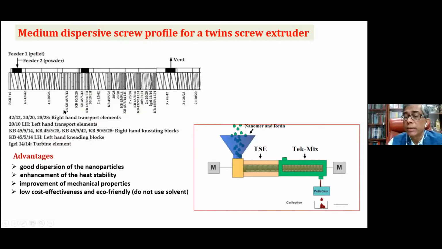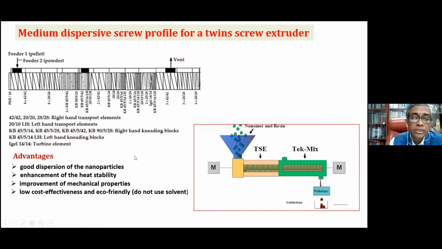One of the Japanese companies developed what is called a Techmix based on all these principles. They add an additional shearing element to the twin screw extruder. Nanomer is one of the nanofillers, a nanoclay additive. It is used with a resin, which is a polymer. We feed it in, and the regular mixing happens in the twin screw extruder section. Then they have a special section which can mix these nanofillers, and this is pelletized to get nanofiller-based master batches. What is the advantage? We get a very good dispersion of these nanoparticles.